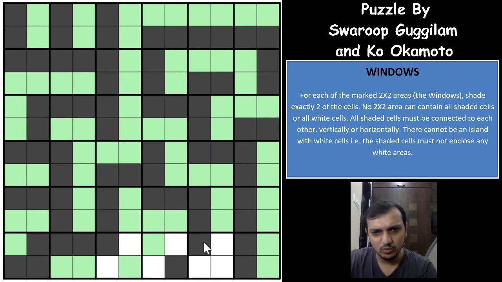And this has to come down, which means this is white, this is black, this is white, this is black, this is shaded, and this has to be black, because you cannot form a 2 by 2 group of white cells, right? So this is white.